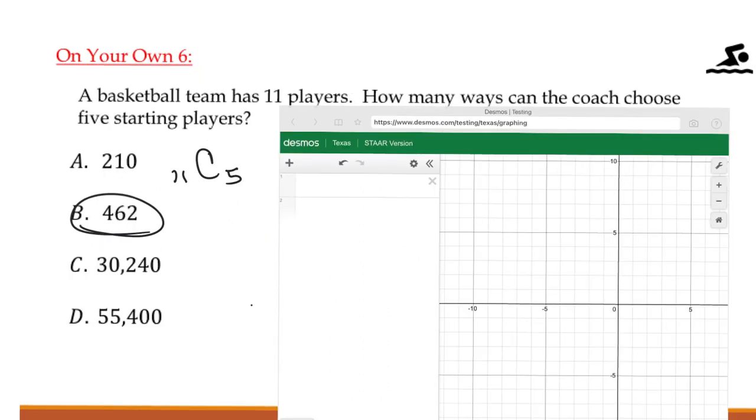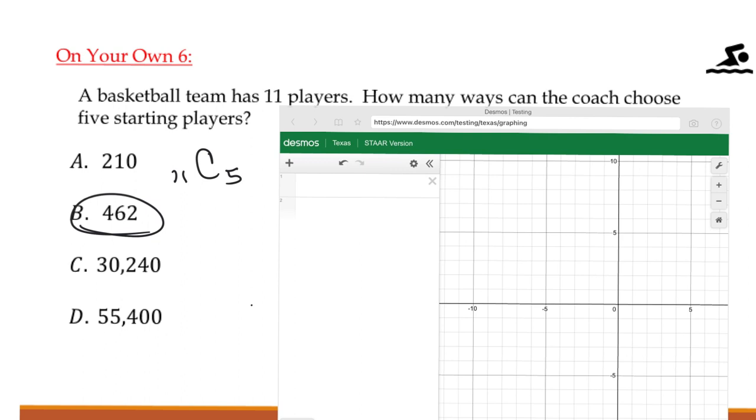All right, and on the last example, a basketball team has 11 players. How many ways can the coach choose 5 starting players? This is a combination. Order does not matter. We're not picking a specific position. We're not picking a certain person for a center or for a guard or for a forward. We're just choosing 5 starting players. So this would be a combination.